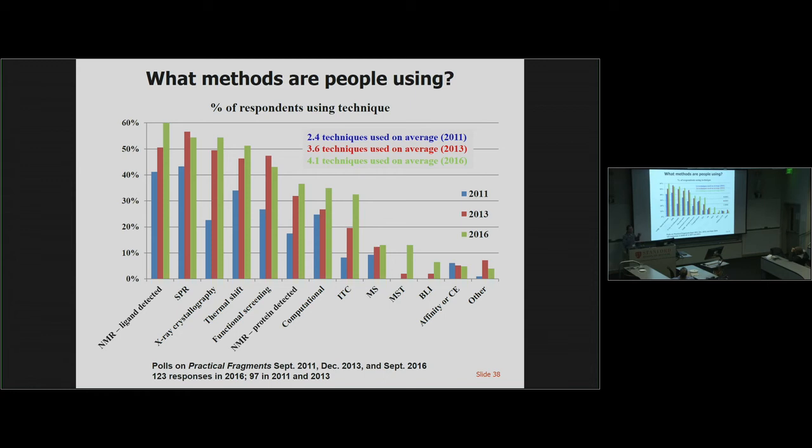People really are using multiple different orthogonal assays to confirm hits, with NMR and SPR being the leaders. But what's interesting here is X-ray crystallography. Look at how much this has increased from 2011 up until 2016. Crystallography is really catching on, and I think will continue to expand.